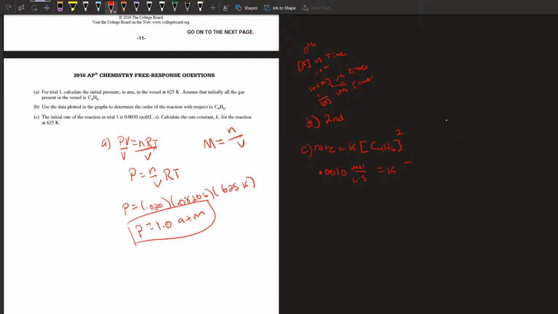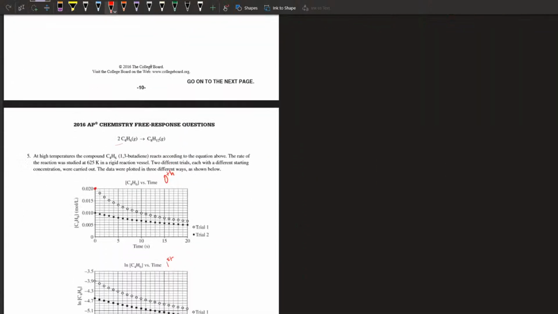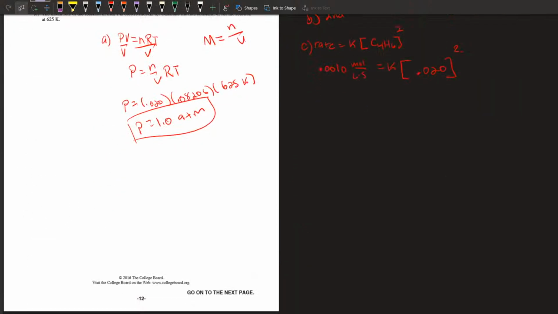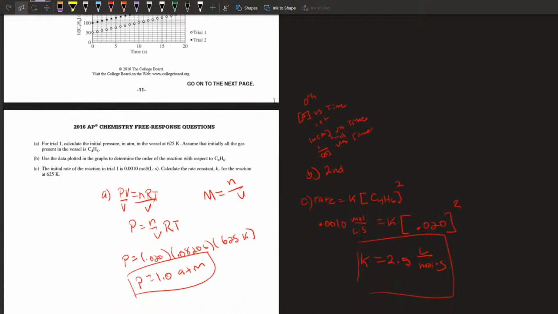0.001 is equal to K times 0.020, which is our initial concentration for trial 1, squared. And just doing algebra, we can figure out that K is equal to 2.5 liters per mole times second. Make sure that whenever you solve for K, you always do it with the units. And that's it.